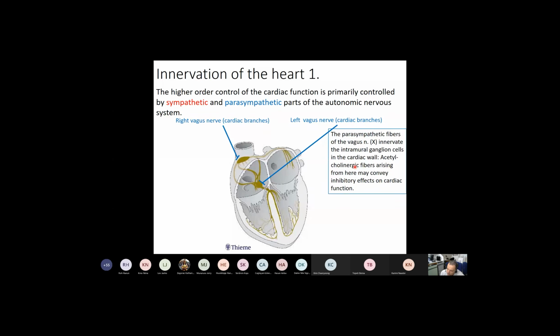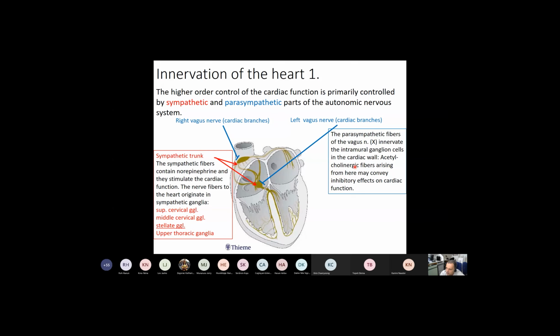functions. On the other hand, the sympathetic trunk will give sympathetic fibers to these centers, and they will accelerate the heart rate. They throw out norepinephrine, and that will increase the function of these centers. And they will arise from the superior and middle cervical ganglia. They are on the neck. And in the chest, there is the stellate ganglion. I will show you in my next slide where it is. And in some upper thoracic ganglia, we also have these neurons which control the heart rate.